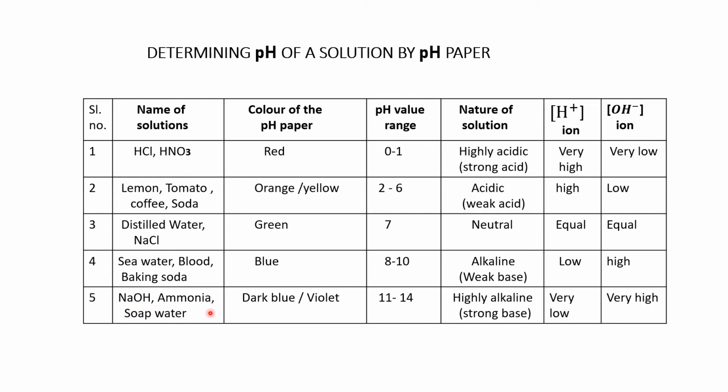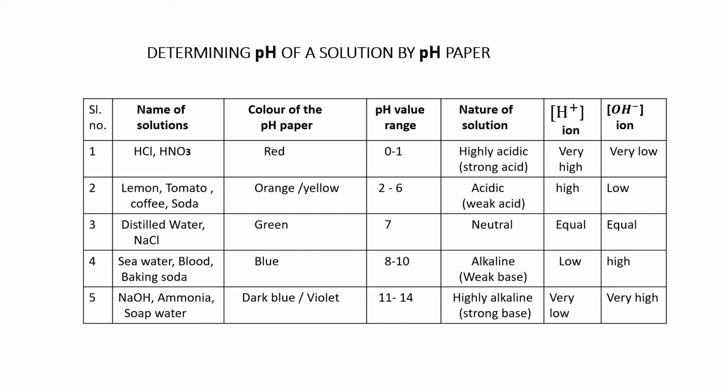Now sodium hydroxide, ammonia, soap water, when these are added to your pH paper, the color changes to dark blue or violet. It indicates that the pH range lies between 11 to 14. So what about the nature of the solution? Here it indicates that the solution is highly alkaline in nature because it is a strong base. What about the H+ ion? Here it will be low, and since it is a very strong base, the OH- ion concentration will be very high.